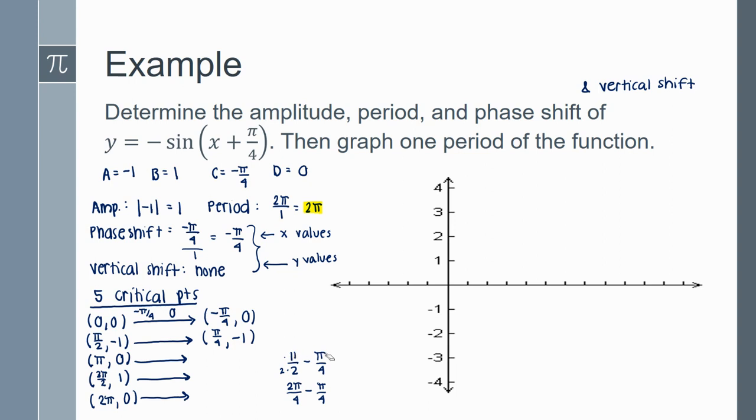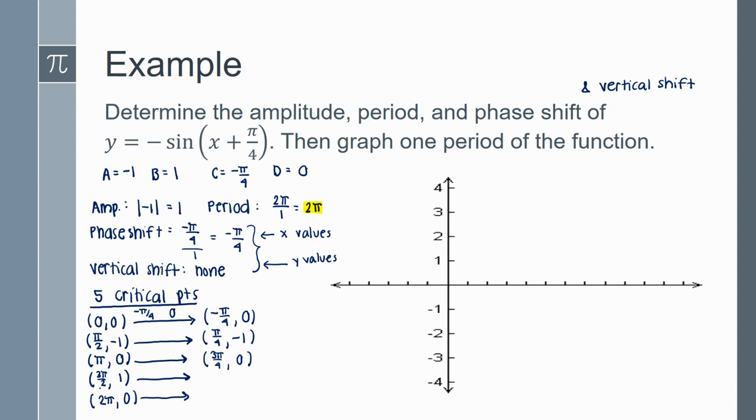All right, then we have pi, and I want to subtract pi over 4. So remember, pi is really like pi over 1, so you're going to have to multiply the top and the bottom by 4. So you're thinking 4 pi over 4 minus pi over 4. That's going to get me my next x value, which would be 3 pi over 4. And then once again, no vertical shift, so essentially all of my y values are going to stay the same. It's only the x values that are going to change in this particular problem.